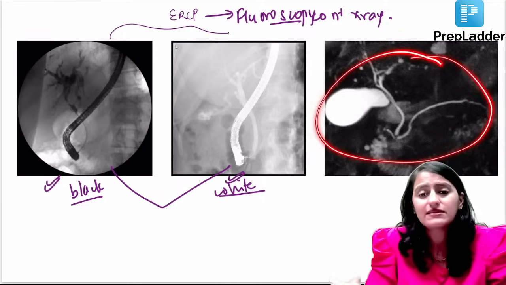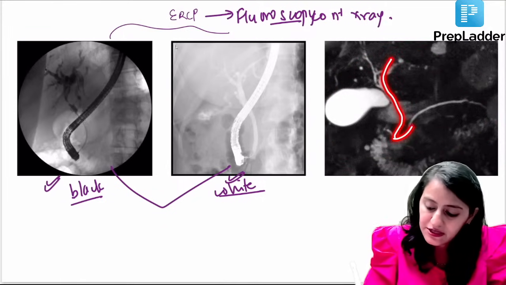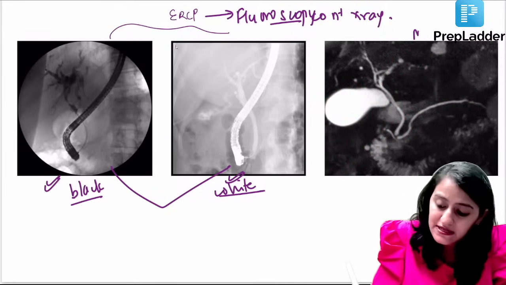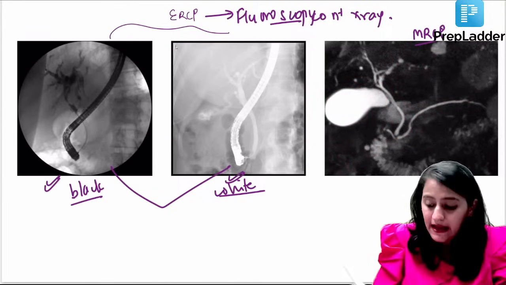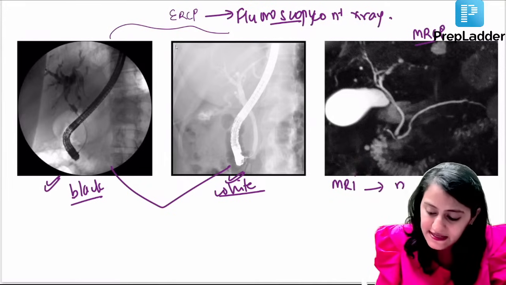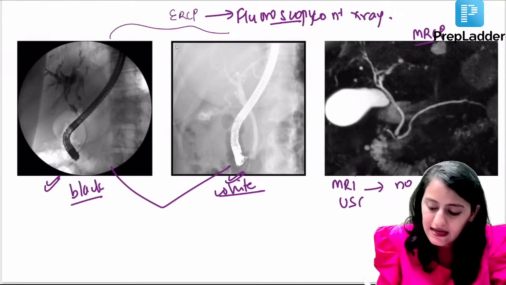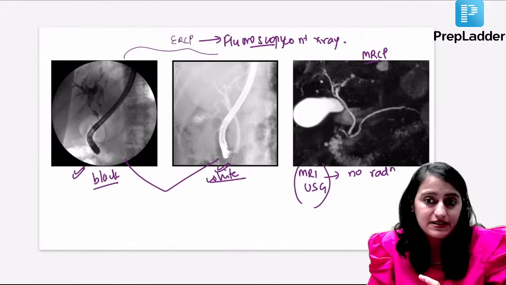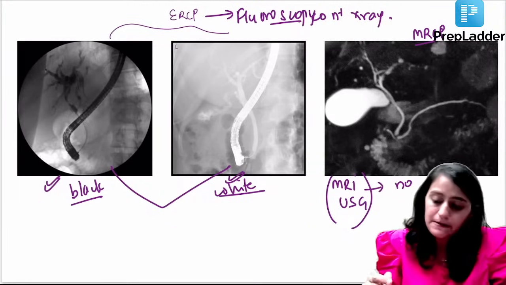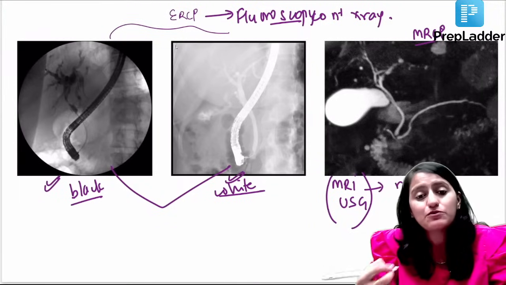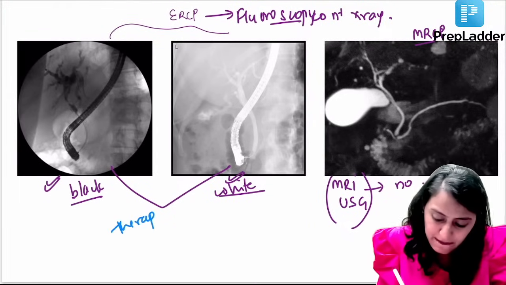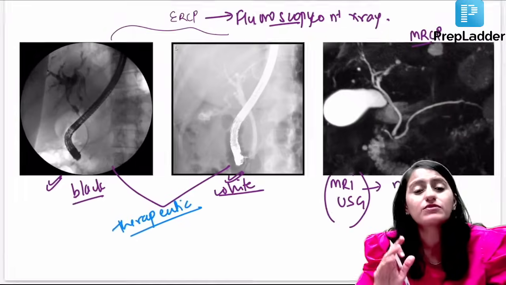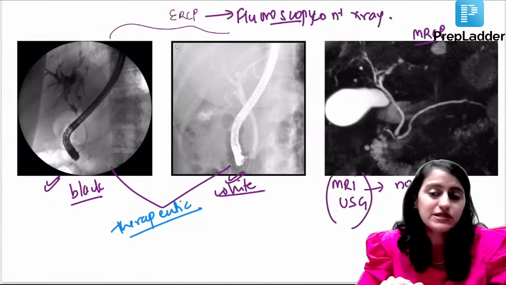On the other hand, look at this image. You can see the CBD, you can see the pancreatic duct. This is the gallbladder. You are not seeing any endoscope. This is MRCP. MRCP is MRI. It has no radiation. Ultrasound and MRI do not have radiation. X-ray and CT have radiation, right? So this is MRCP and this is ERCP. The advantage of ERCP is that it is therapeutic as well. MRCP is not therapeutic. It's just imaging. You cannot remove the stone in MRCP, but you can remove the stone in ERCP.